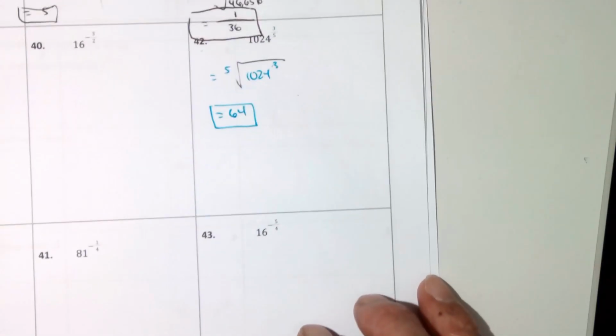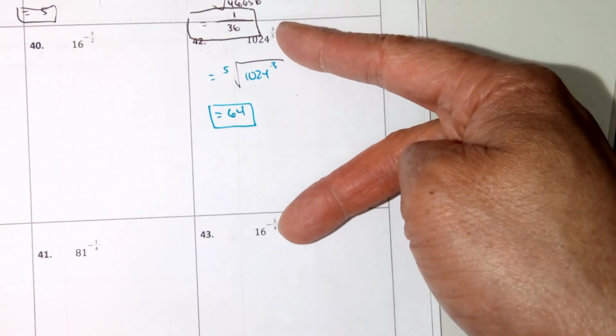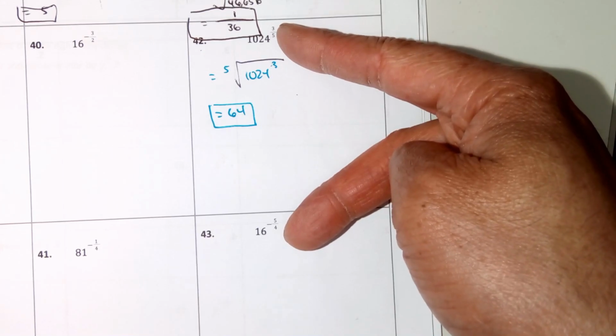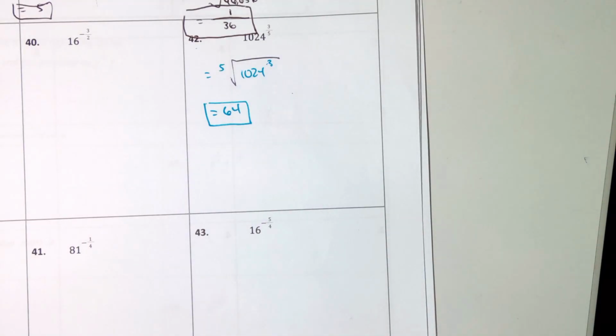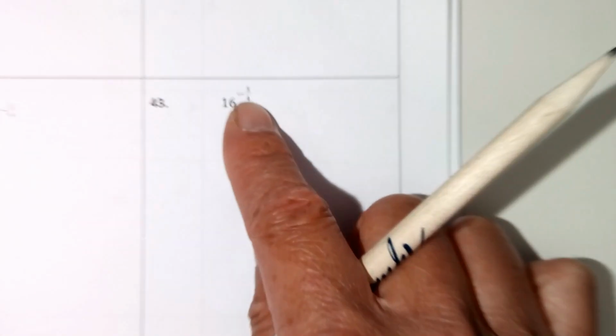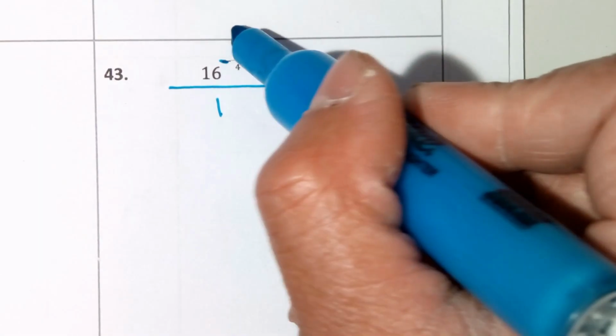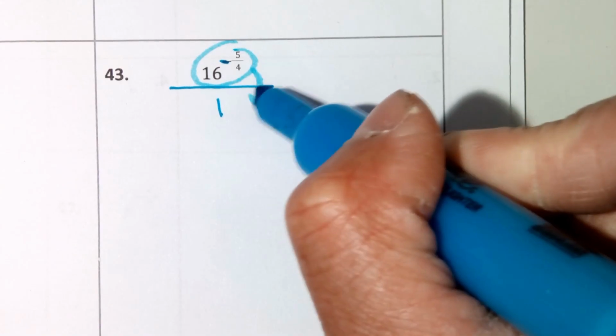Alright, next problem. Number 43. So if I look at number 43 and you compare it to 42, what's the difference between the two of these? Well, they're both fractional exponents, called rational exponents. But you should recognize that one of them has a negative. That negative tells me to put it over 1 as a fraction. And the negative sign tells you to go downstairs. Let's go downstairs.